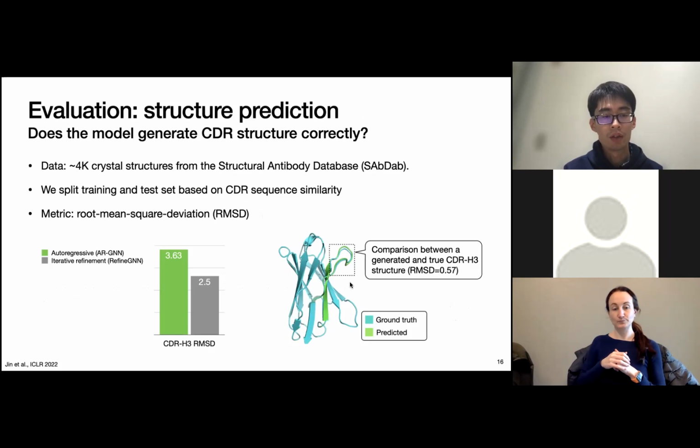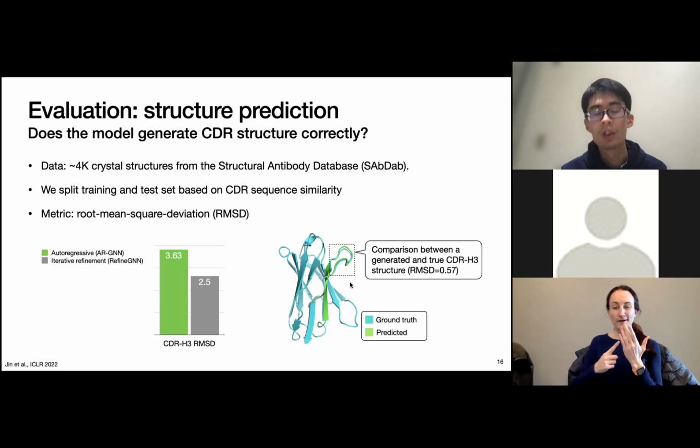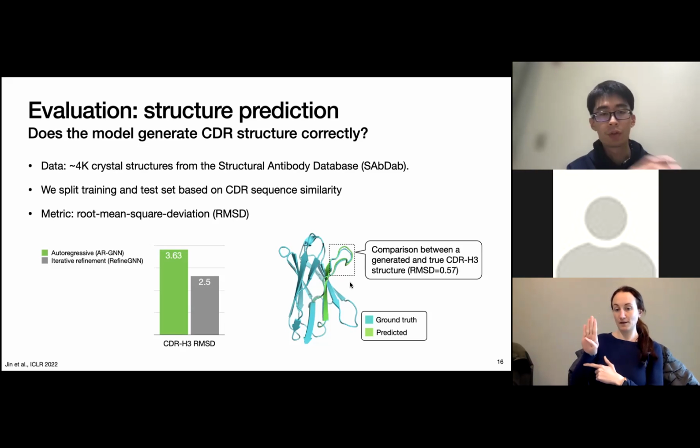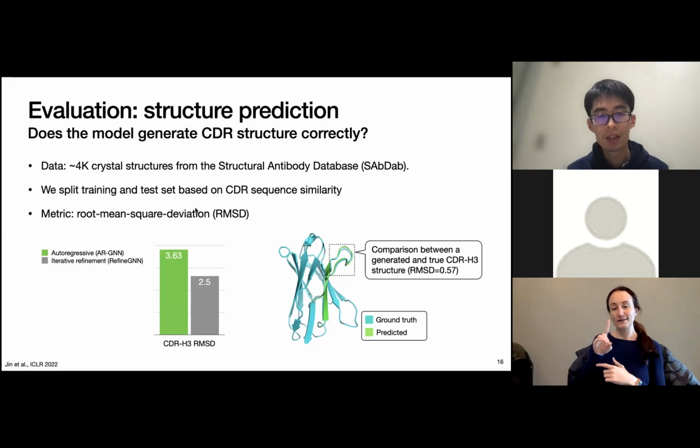Right. So I know that this presentation focuses more on the high-level ideas, and I'm definitely happy to talk about more details offline after the whole talk. Let's look at some evaluations just to see what is working and what needs to be improved, right? So we trained this model on 4,000 crystal structures from the Structural Antibody Database. And we split the training and test set based on the CDR sequence similarity. Some CDRs are almost identical to each other, so we need to do this sequence similarity split to ensure that your test set is meaningful. It's new, right? So we did this training-test split.